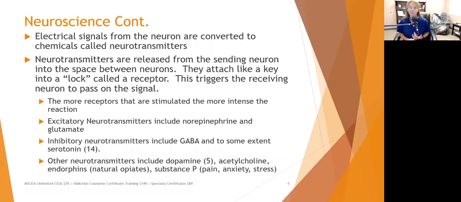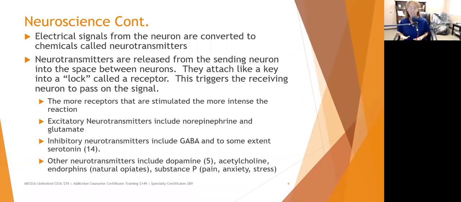The more receptors that are stimulated, the more intense the reaction. So if a little bit of neurotransmitter is secreted and only 2 or 3 receptors are stimulated, that's going to be a pretty low reaction. If 50 or 60 receptors are stimulated, that's going to be a more intense reaction.